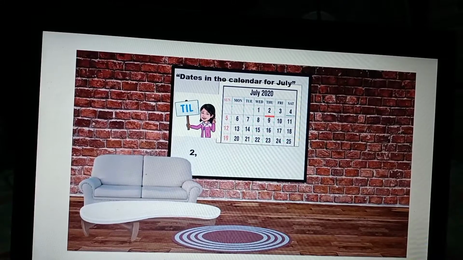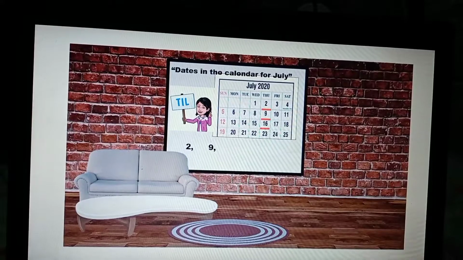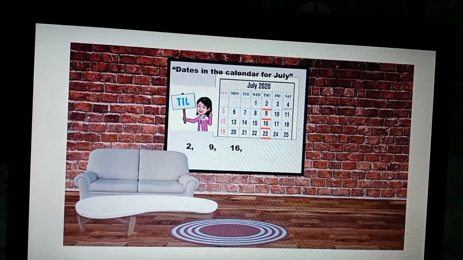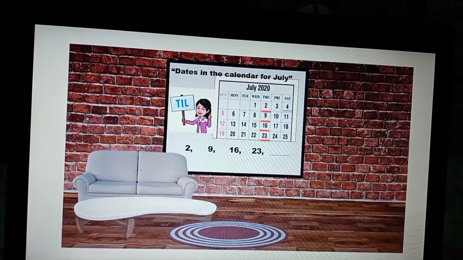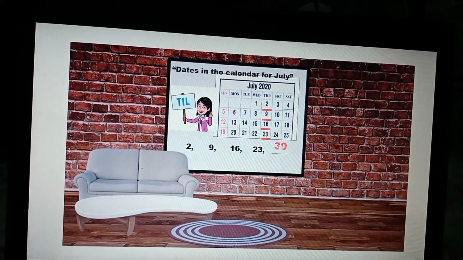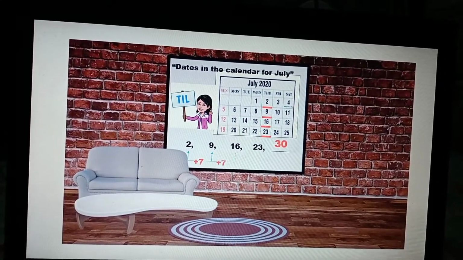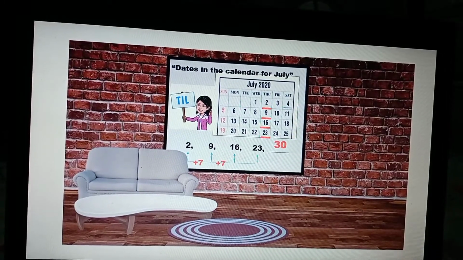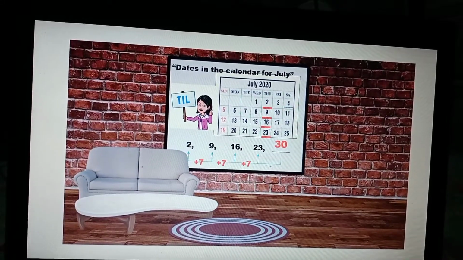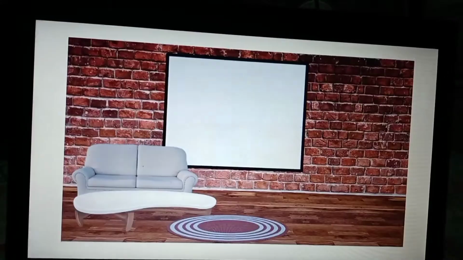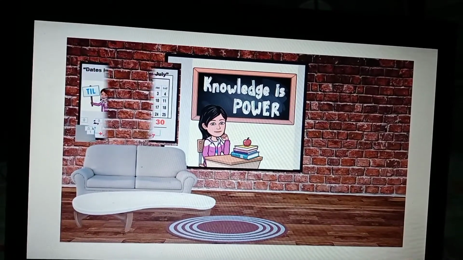Let's consider these dates in the calendar for July 2020. We have 2, 9, 16, 23. What is the next date in the dates of July? It's 30, because the difference of 2 and 9 is 7, 16 and 9 is 7, 23 and 16 is 7. So, concluding that the next date is 30 because they have a common difference of 7.